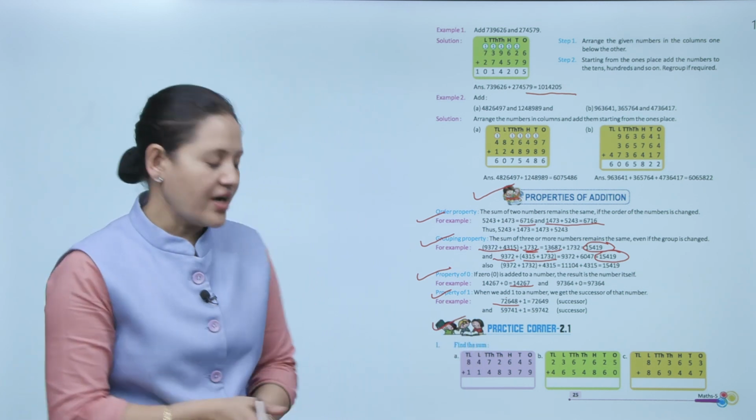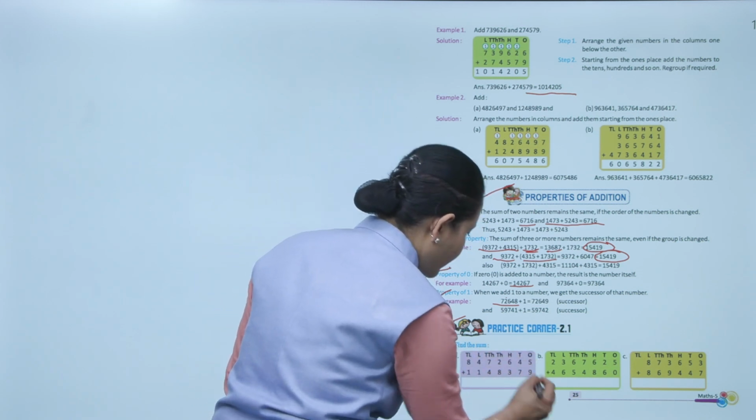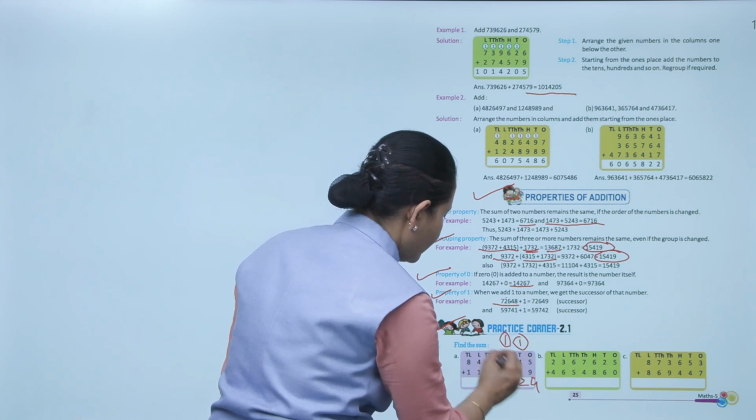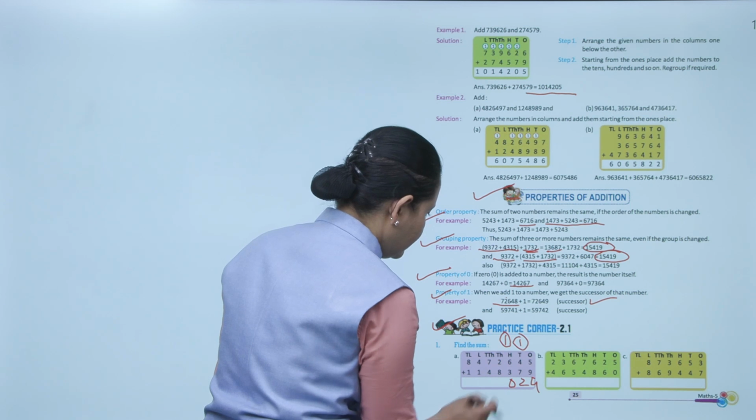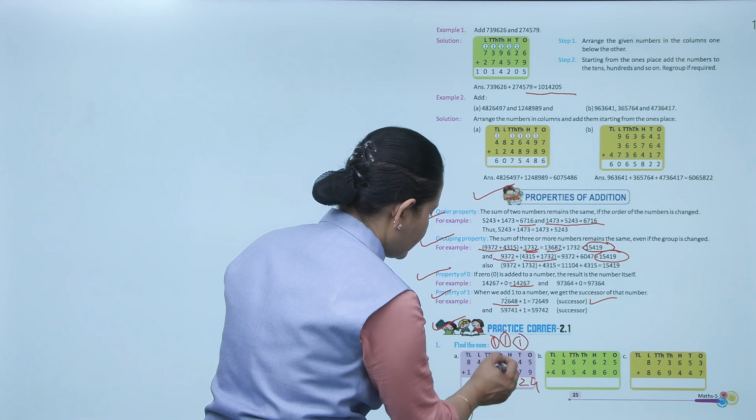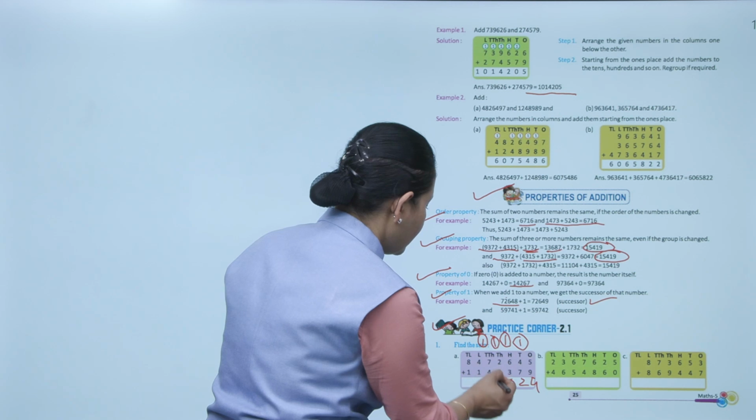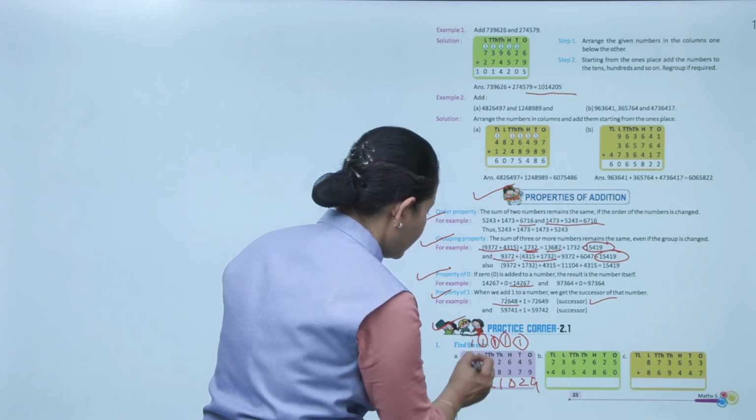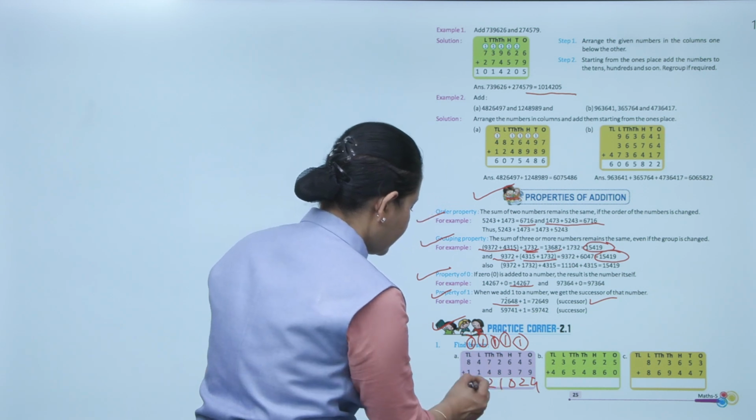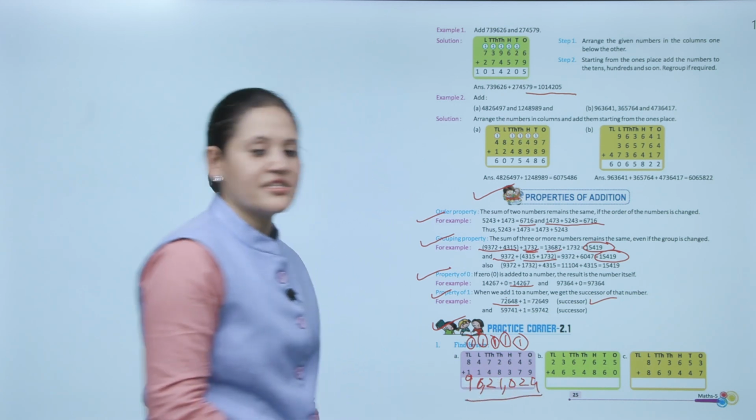Find the sum. We have to find the sum of the given numbers. Start from ones. 4, 1, 2, 1, 0, 1. 1, 10, 1, 11, 1. So 96,21,024, that is the sum of the given numbers.